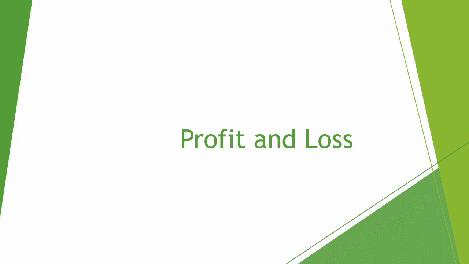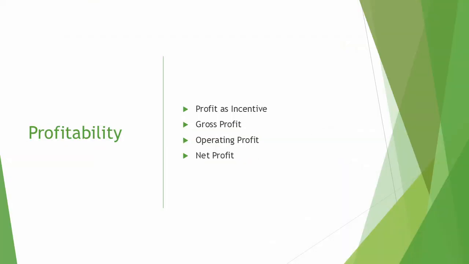A loss occurs when a business's total expenses are more than its total revenue. In a competitive market, profit can act as an incentive for new businesses to enter the market by offering the potential for financial gain, while consistent losses incentivize existing businesses to exit the market. There are 3 types of profit, which are gross profit, operating profit, and net profit.